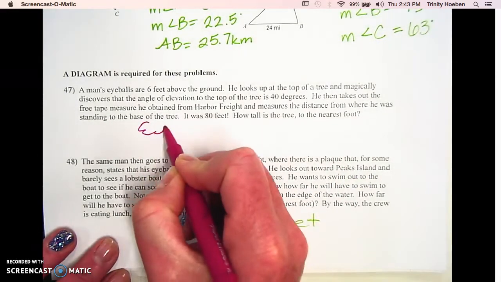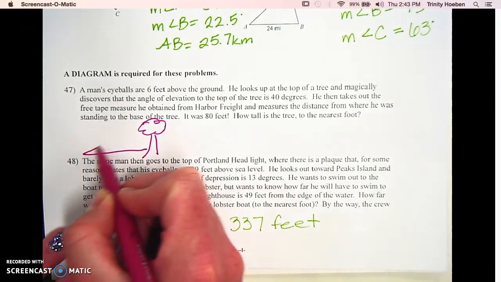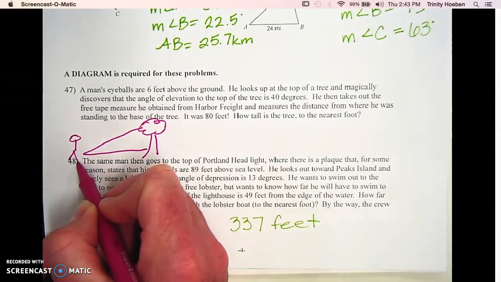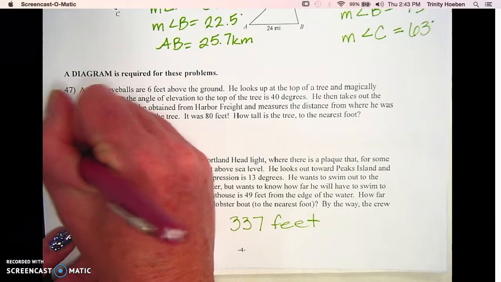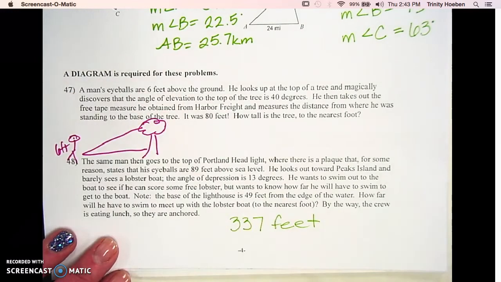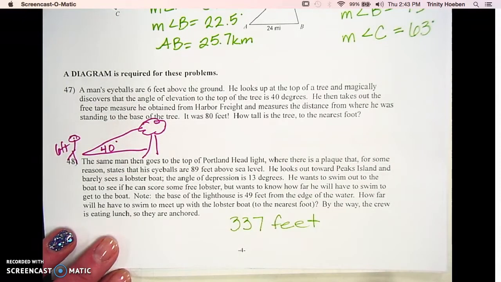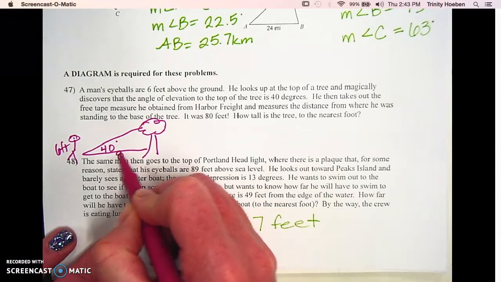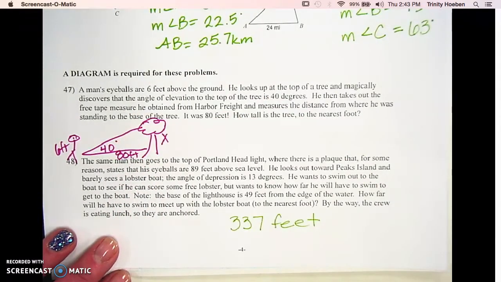So here we've got a tree, and we've got a guy over here, but the guy's eyeballs are 6 feet above the ground. So we're going to use that in the end. It'll come into play in just a minute. But he's got an angle of elevation of 40 degrees, and from him to the tree, it's 80 feet. We want to see how tall that tree is. So I'm going to put my X over there.